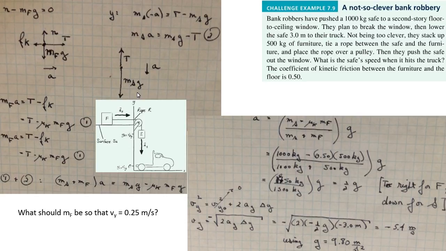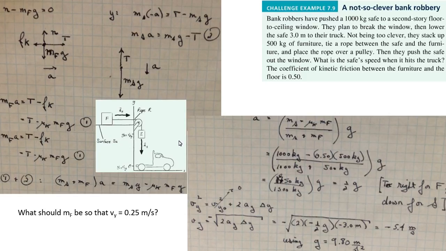Okay, this is the challenge example at the end of chapter 7. Most chapters have a challenge problem at the end, and what this does is it uses pretty much everything in the chapter: the massless string approximation, friction, free body diagrams for two bodies that are connected.